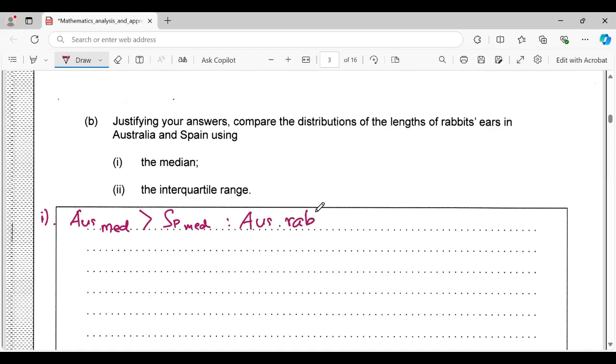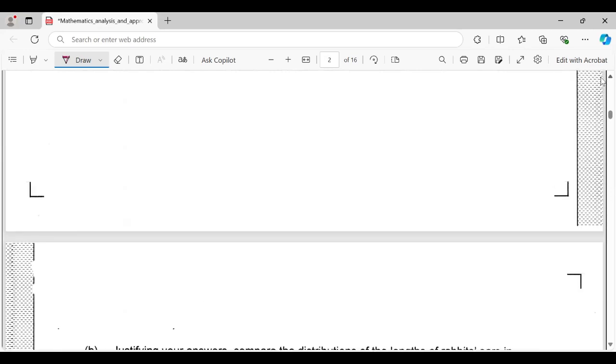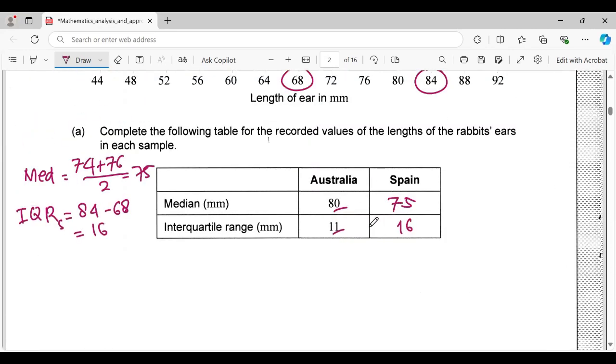So it means Australian rabbits have longer ears than Spain rabbits. Okay, part two. If you look, the interquartile range of Spain is greater than the interquartile range of Australia.